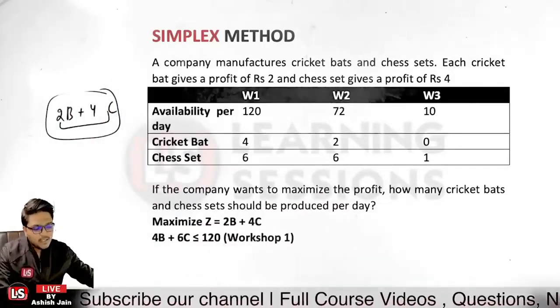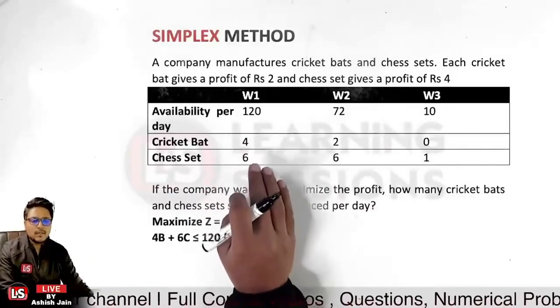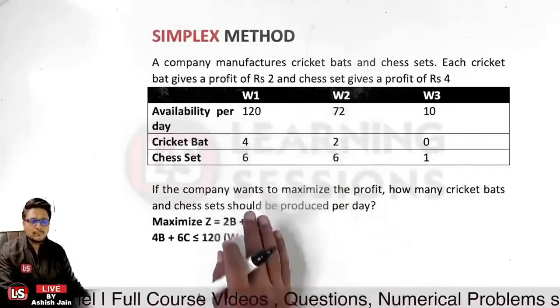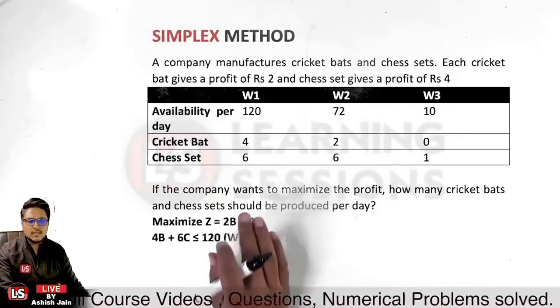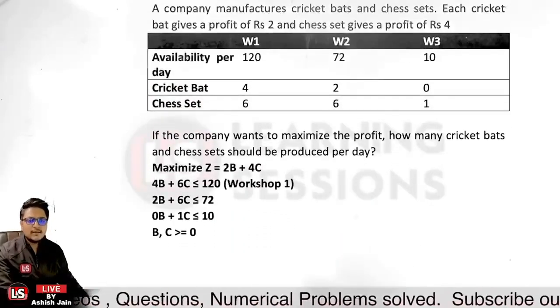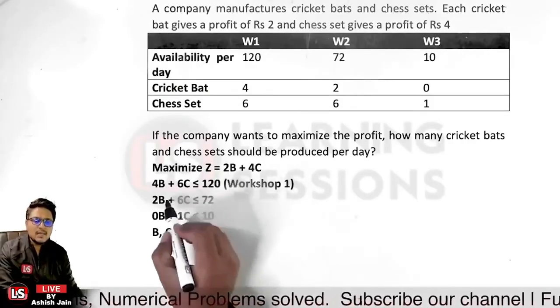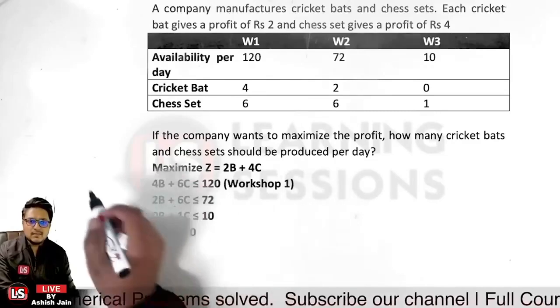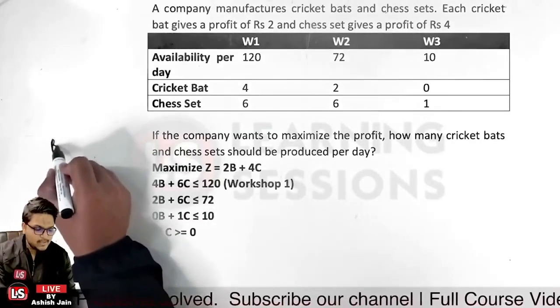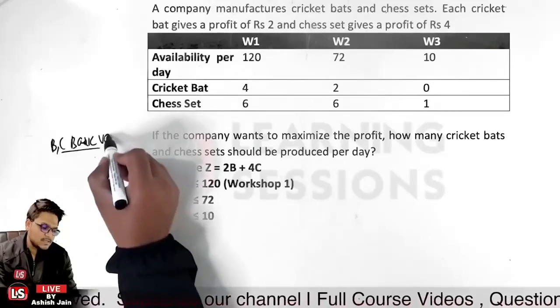Further, if we look at the different workshop data, 4b plus 6c is less than or equal to 120, and that is related to workshop 1, and for workshop 2 and 3 the data would be something like that. And b and c are our basic variables in this particular case.